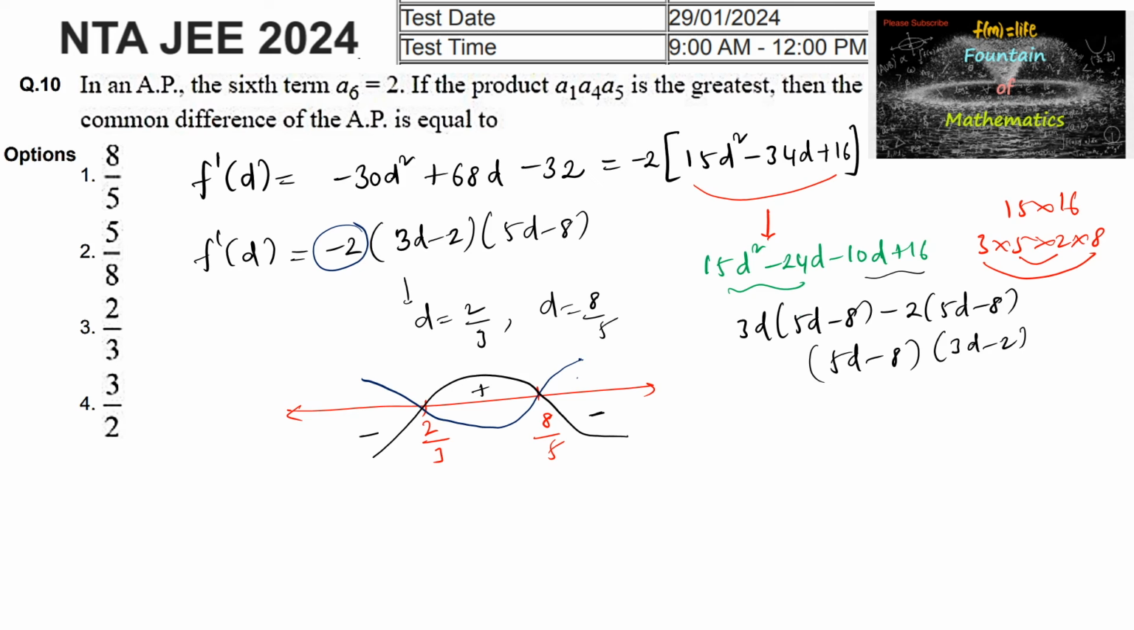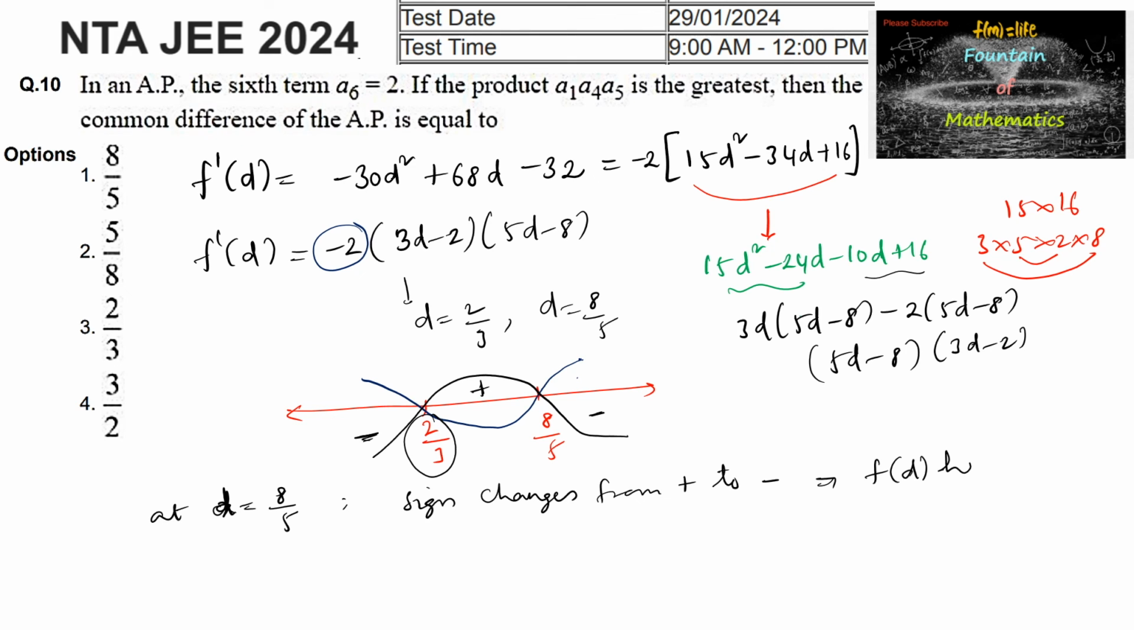So we can say that at the point 2 upon 3, the sign is changing from negative to positive, which is a minima, and at the point 8 by 5, the sign is changing from positive to negative. So at d is equal to 8 by 5, the sign changes from positive to negative, which implies that f of d is maximum. The function is maximum at d is equal to 8 by 5. So we can say that for the product to be greatest, d is equal to 8 by 5 is to be considered. So we can go with option A.